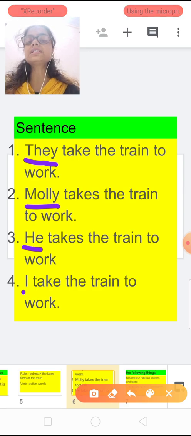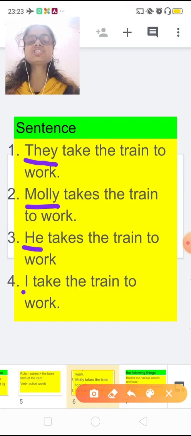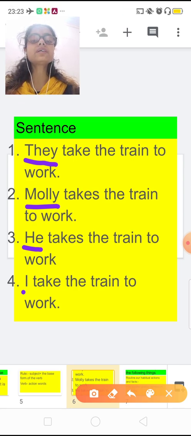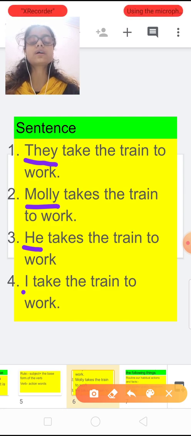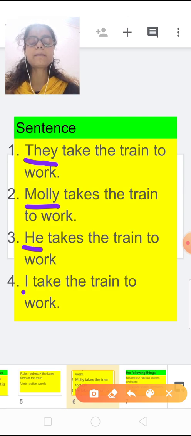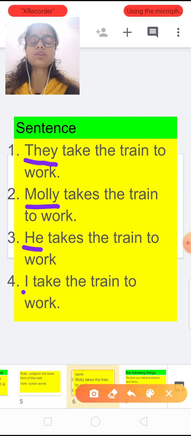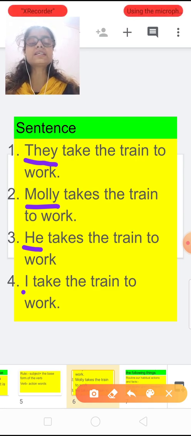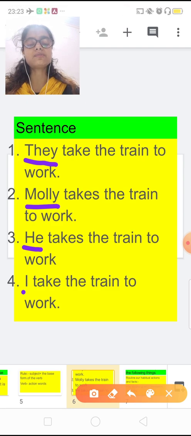Now you can easily identify what is the change between singular and plural subject sentences. I take the train to work. Here I means singular, but we are using it as a plural. Always remember, this is a rule in grammar. So here we have four sentence examples. I hope you understand with these sentence examples.